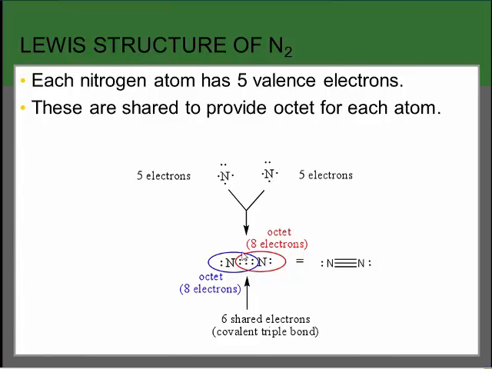So 3 shared pairs of electrons and 2 non-bonding pairs, 1 on each nitrogen. We draw that more properly. The Lewis structure looks like this: a lone pair on each N, and 3 lines between the Ns indicating 3 bonds are shared.